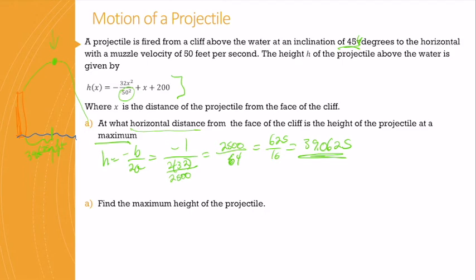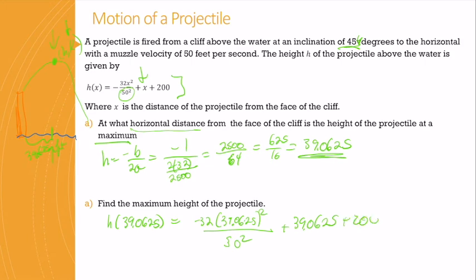Now, if I want to find the maximum height of my projectile, I have to find my k. So I'm going to take h of 39.0625, and this gives me negative 32 times 39.0625 squared, right, over 50 squared, plus 39.0625, because I'm plugging in my x, plus 200.